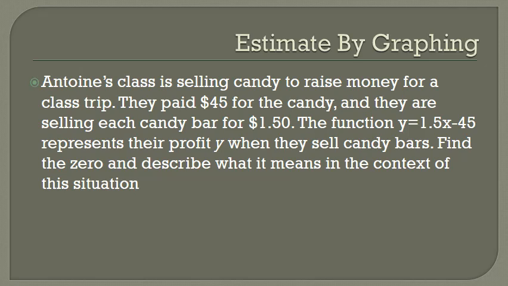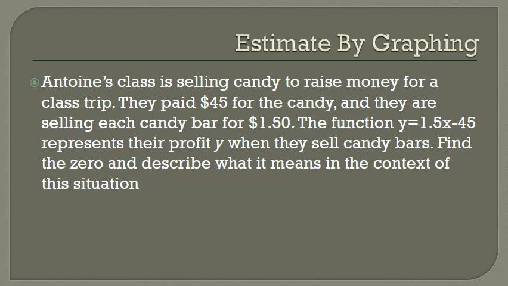Antoine's class is selling candy to raise money for a class trip. They paid $45 for the candy, and they are selling each candy bar for $1.50. The function y = 1.5x - 45 represents their profit in terms of y when they sell candy bars. Find the zero and describe what it means in the context.